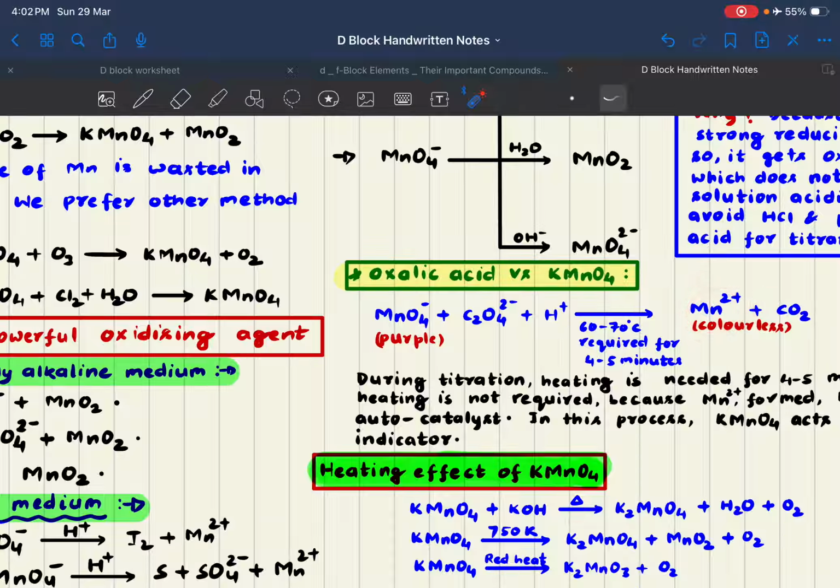a catalyst. Such a catalyst is called an autocatalyst, because the product itself behaves as a catalyst, right? And one interesting thing: MnO4 minus itself behaves as an indicator, because initially its color is purple, but the moment it changes into Mn2 plus, it becomes colorless. So after some time all the purple color disappears, which shows that MnO4 minus has been completely consumed. So it behaves as an indicator by itself. Such indicators are called self indicators.